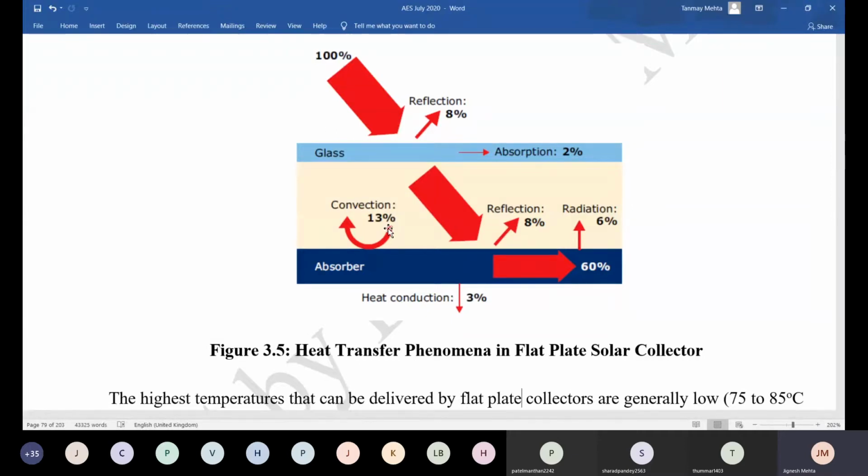If you know the difference between forced and natural convection: if there is some external device driving the flow of the fluid, then it is forced convection. But here it is due to the buoyancy force generated because of the temperature difference. So it's natural convection. The air which is in contact with the absorber plate heats up, its density decreases, and it starts moving up.